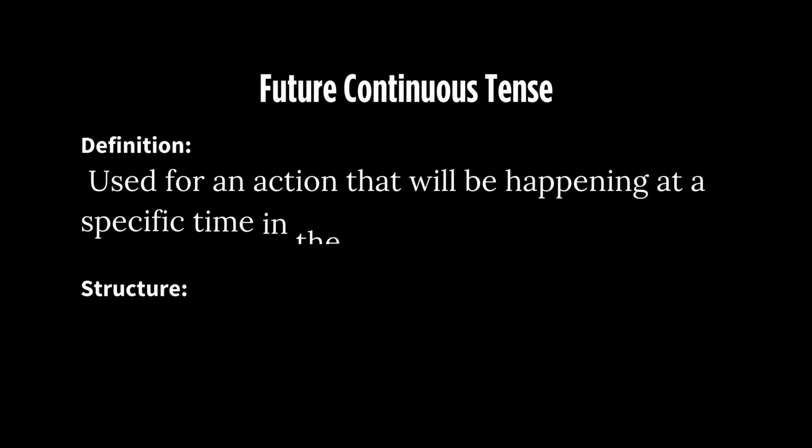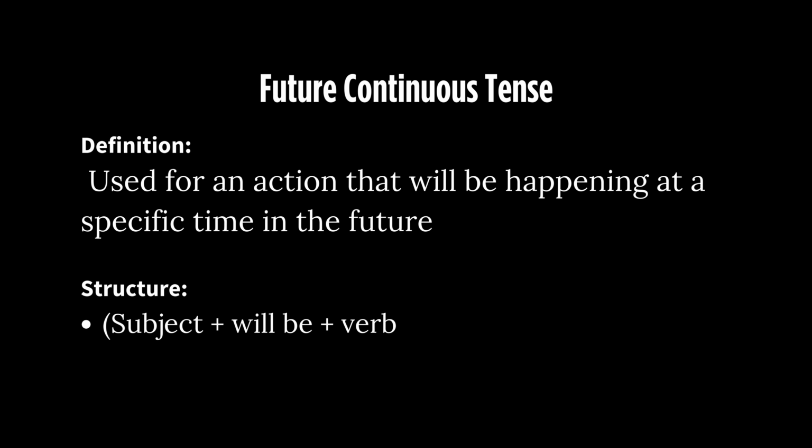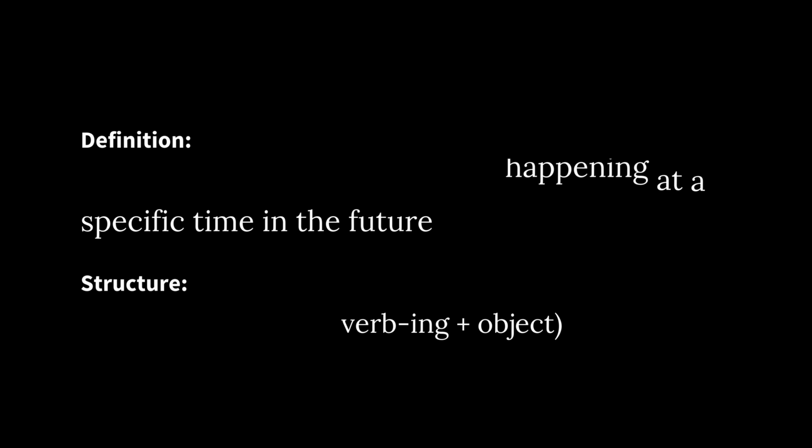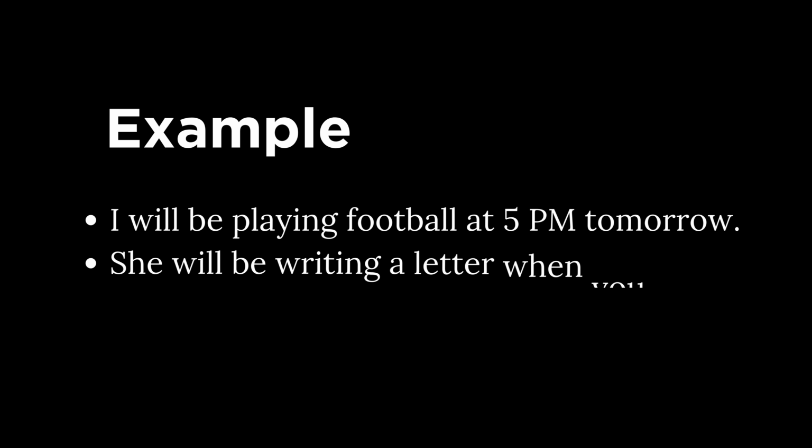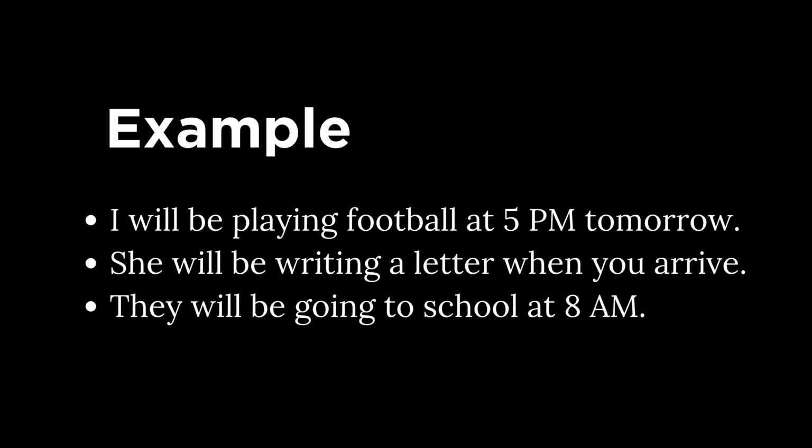Future continuous tense, definition: used for an action that will be happening at a specific time in the future. Structure: subject plus will be plus verb-ing plus object. Examples: I will be playing football at 5 p.m. tomorrow. She will be writing a letter when you arrive. They will be going to school at 8 a.m.